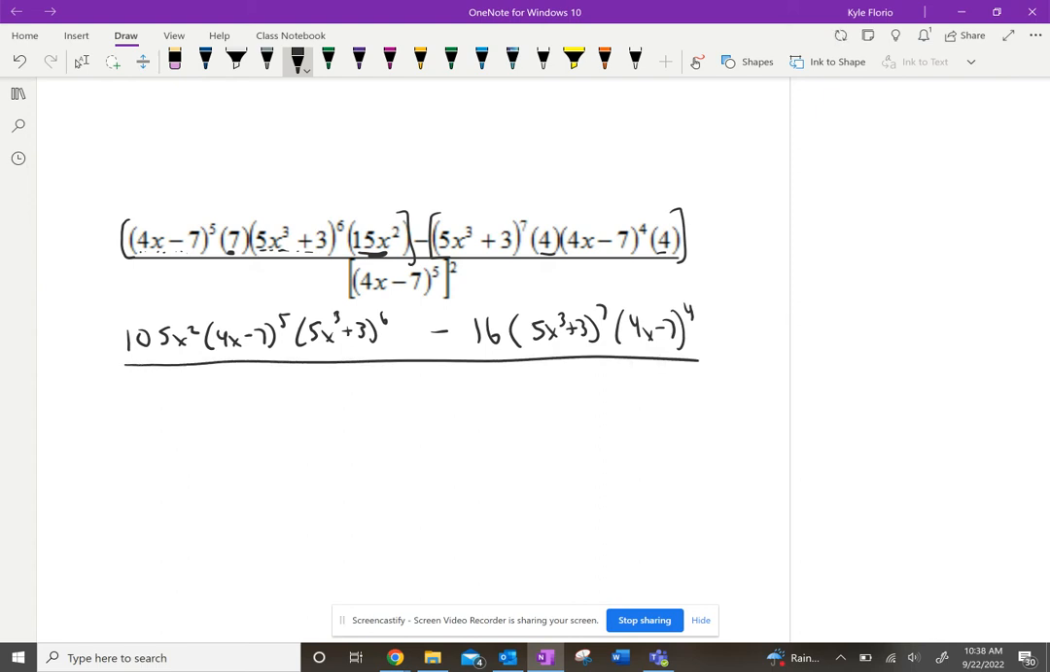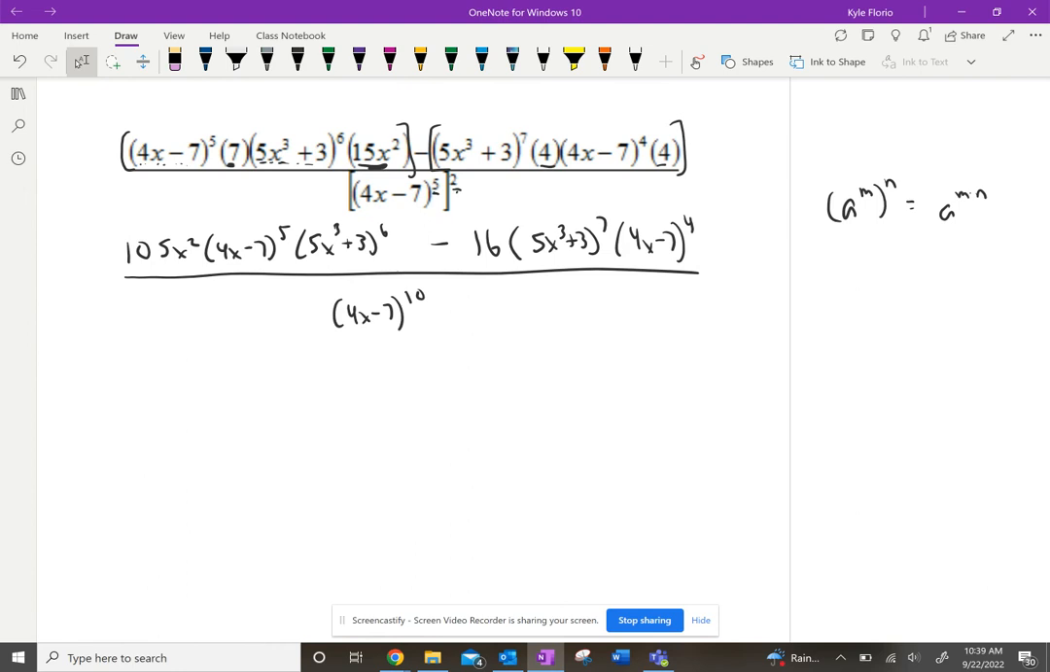Now on the bottom, I have something to the 5th power raised to the 2nd power. So in general, if I have a to the m to the nth power, you just multiply the powers, m times n. So just multiply 5 times 2, and that's going to give me 10. Now, we're going to do some factoring here. Both pieces have a 4x minus 7, so the lowest power between 4 and 5 is 4. So I'm going to take out a 4x minus 7 and take out that lowest exponent. That's the greatest common factor they have in common.